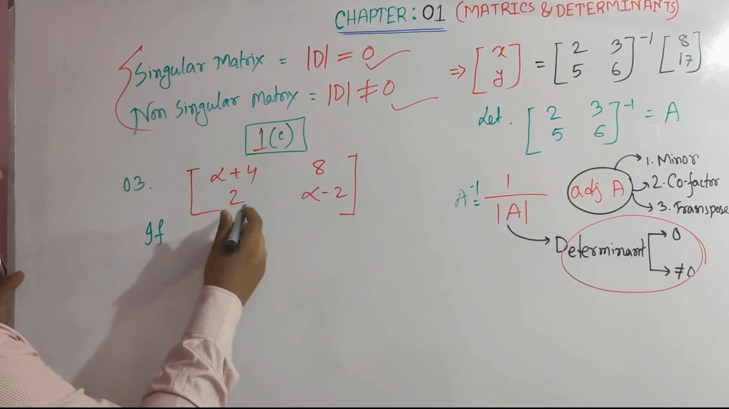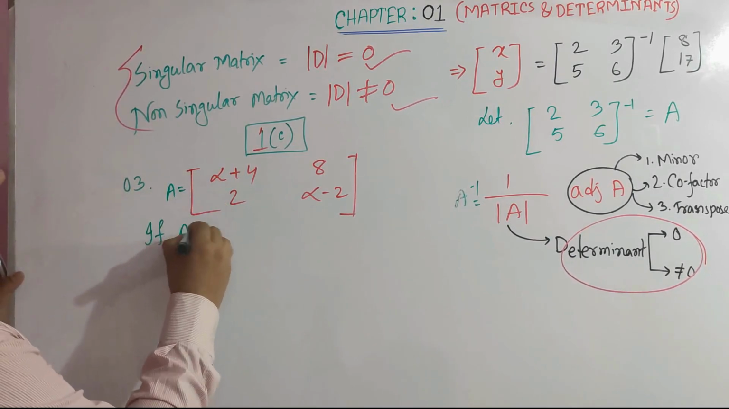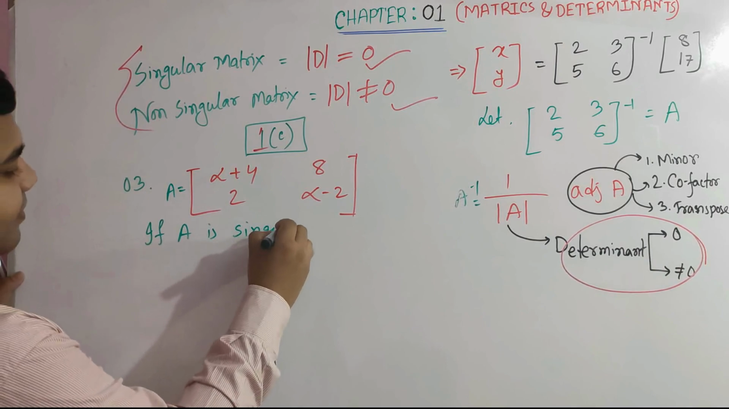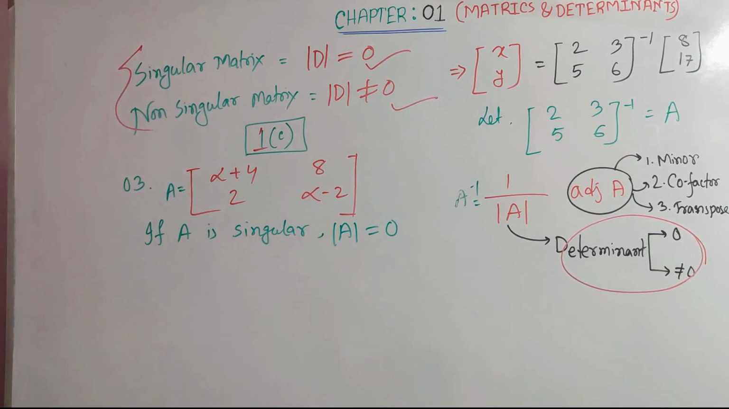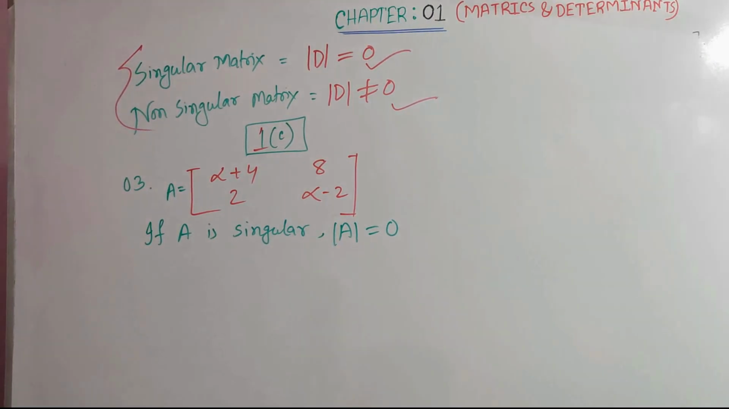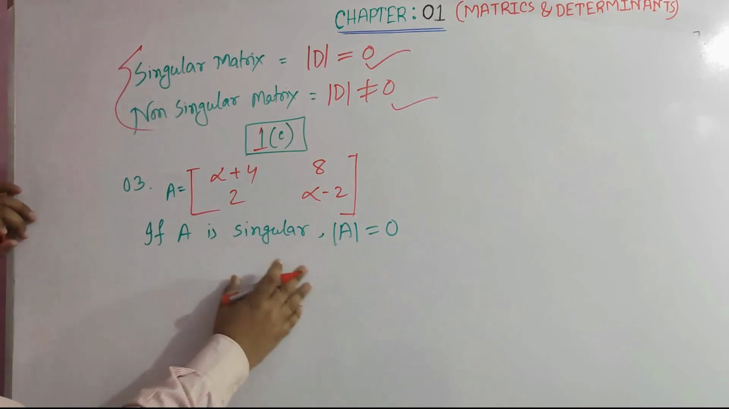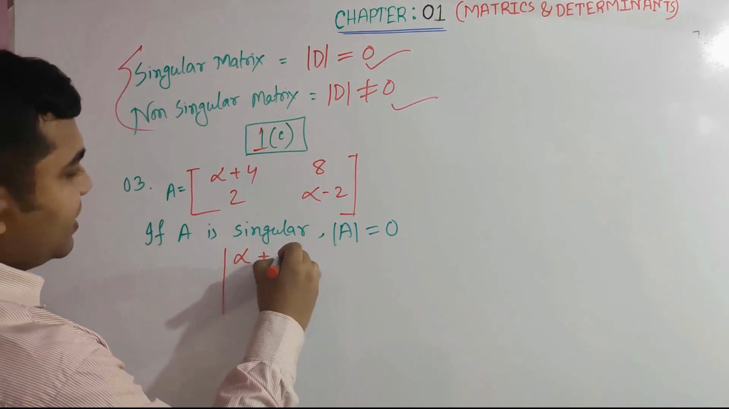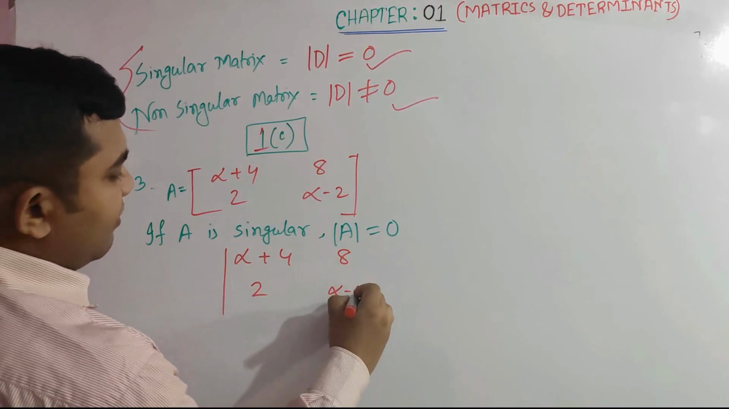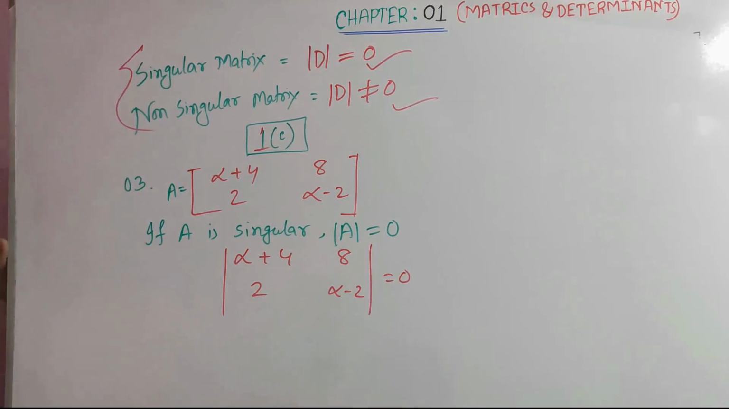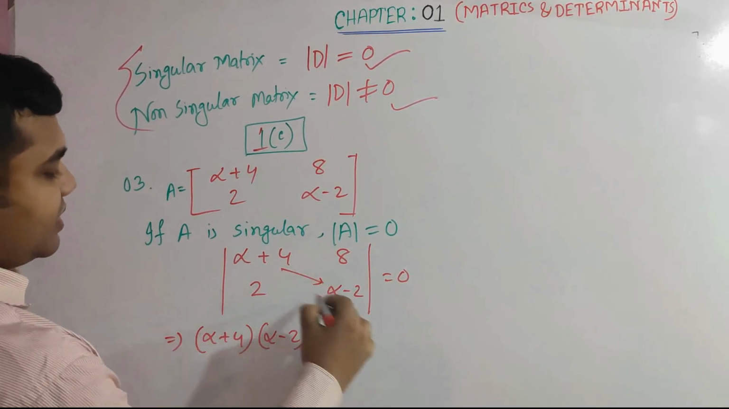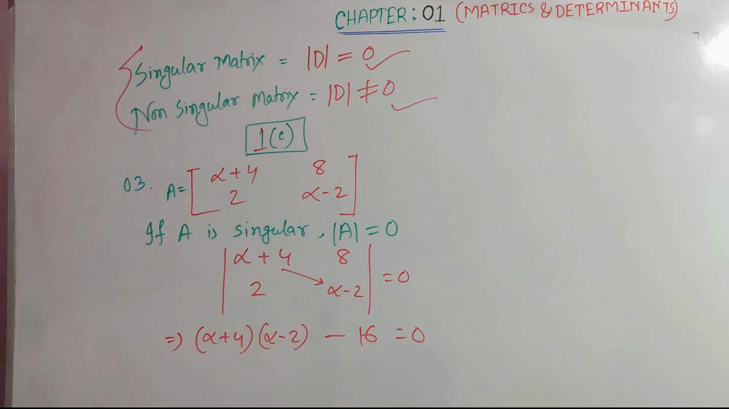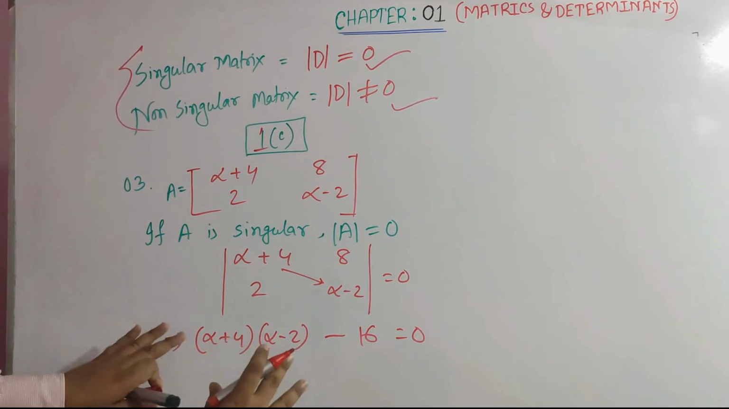Suppose this matrix is A. If A is singular, then what can we say? The determinant of A is equal to 0, isn't it? So here the determinant of A is equal to 0, then it will be singular. So we can say alpha plus 4, then 8, and then 2, then alpha minus 2 is equal to 0. So how does the determinant work? We know that we multiply this with this, that is alpha plus 4 into alpha minus 2, minus 16 is equal to 0. This is the way we can find it.